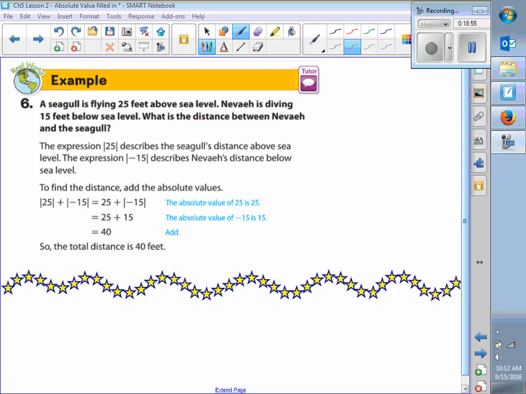So we have the absolute value of 25, which is 25, plus the absolute value of -15, which is 15. And then we have 25 plus 15, which is 40. Is everybody clear? All right.